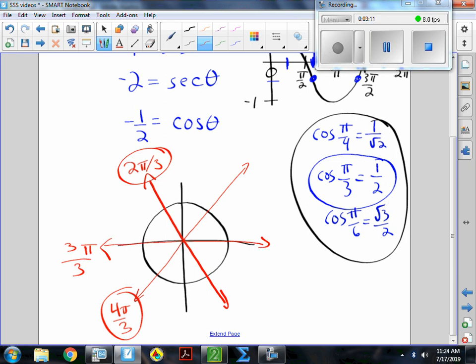So the left side of the y-axis, the cosine values are negative because cosine is equal to x over r as a definition, and the x values are negative to the left of the y-axis.